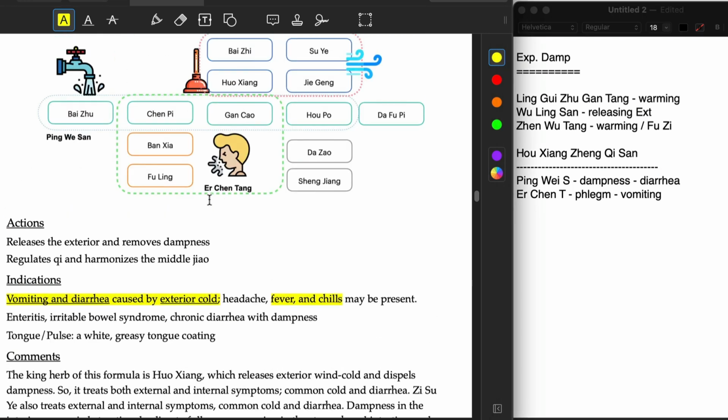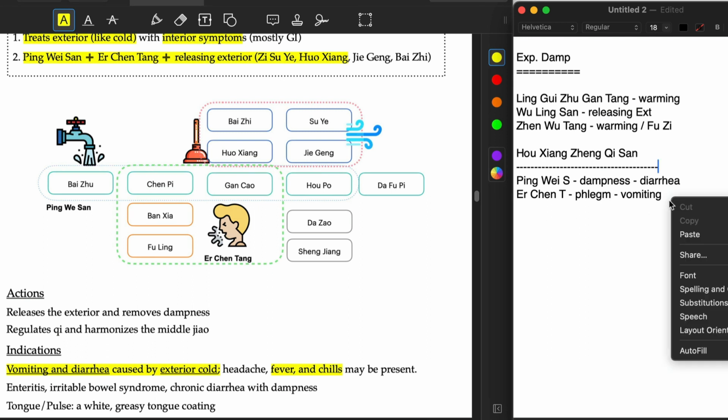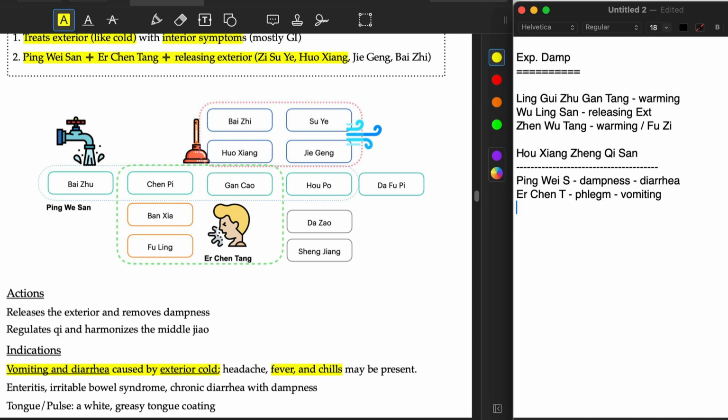So which herbs here treat fever and chills? As you can see, Hoshang is added and Suye is added. So what do they do? Hoshang and Suye. In addition to these two herbs, Zheng and Baichi treat runny nose and exterior symptoms, and Zheng also treats coughing and exterior symptoms. But these are more important herbs here. Hoshang and Suye decide this formula's identity.